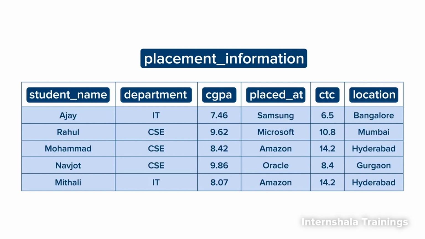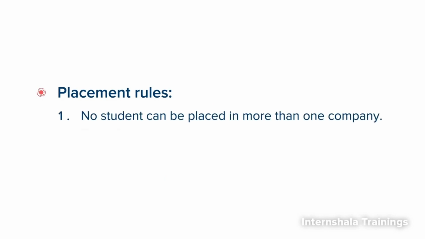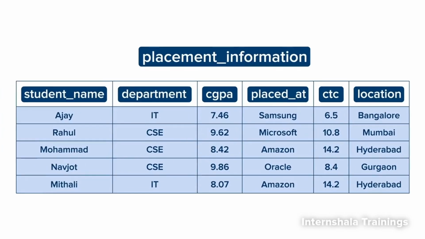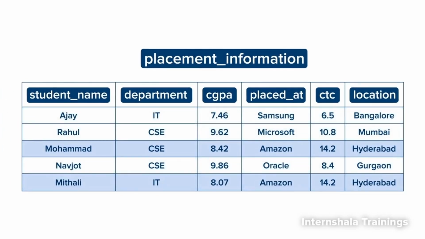Note that we can add more attributes to the table like job description, email, and so on. But to understand the concepts in a simpler way, we have limited the attributes as shown in the table. Also, the college has a rule that a student cannot be placed in more than one company. And for a particular company, the CTC and location will be the same for all the hired candidates for that company. This means that in this table, we have 2 different students who have been selected by Amazon. Their CTC and location will be the same.